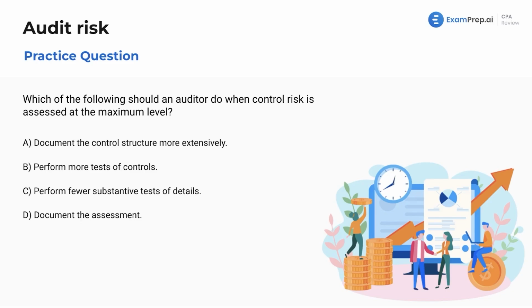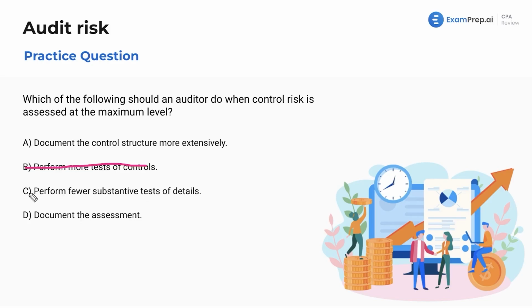Well, do you perform more tests of controls? No, it's already at the maximum level, so you're not going to do more tests of controls. You can't really uncover more. And doing more tests of controls is not going to really help you. Do you perform fewer substantive tests of details? Actually, no, not at all, right? You want to perform more tests of details because we think of our formula. If control risk is at its highest, in order to bring down the overall audit risk, you're going to need to do more tests of details, which reduces detection risk.